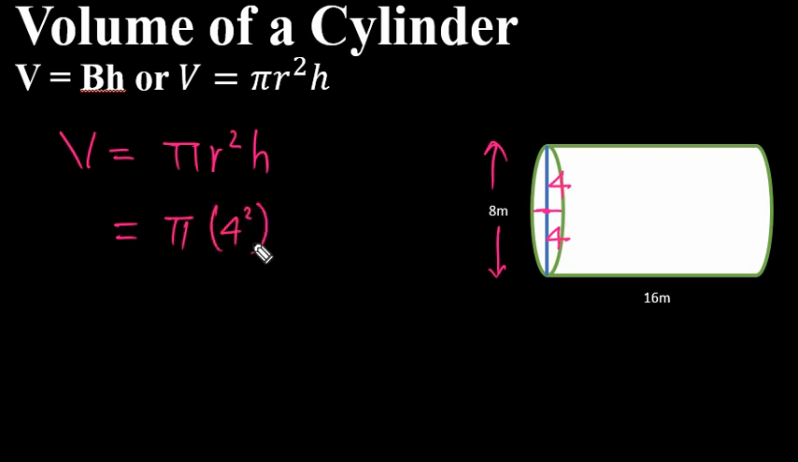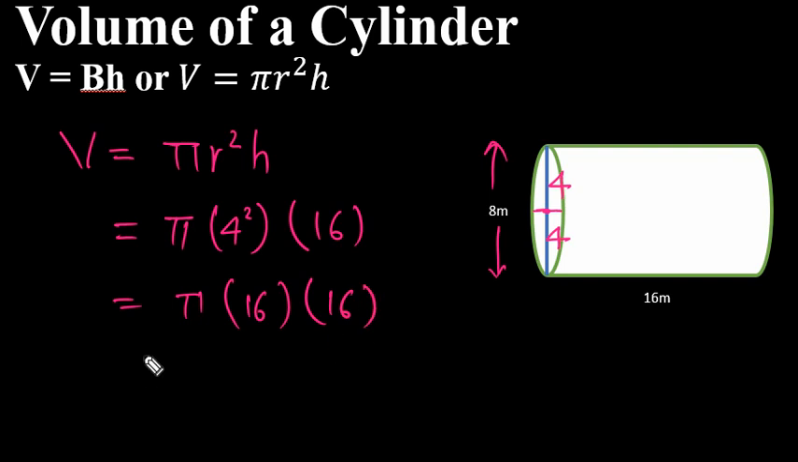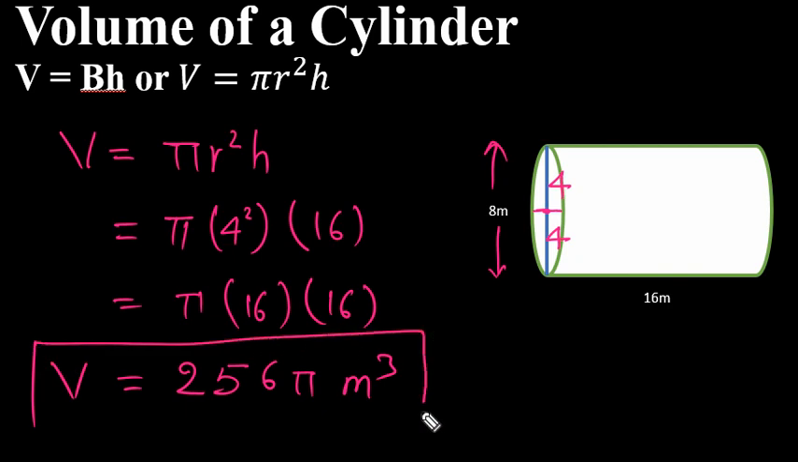So the radius is 4. So 4 square multiply height is 16, and 4 square is 16. 16 multiply 16. So that will give us 256, I think. Okay, let me just check again. 16 multiply 16. So yes, 256 pi meter cube. And that is your answer.